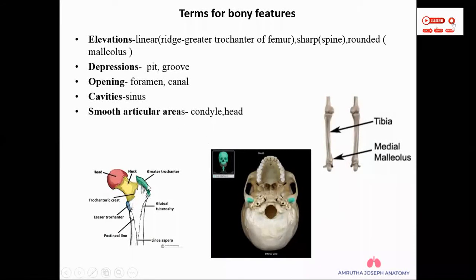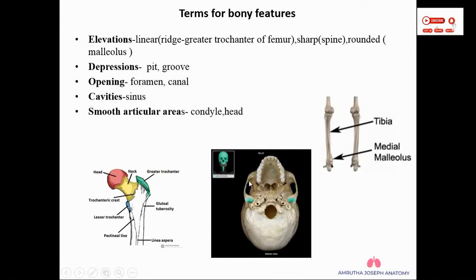Depressions are called pit or groove. This is specifically seen in skull bones. A small depression is called a pit. If it is a little elongated, it is called a groove. Openings are called foramen or canal. This is one of the foramina, the biggest one, which you can see in the skull: the foramen magnum. Cavities are the sinuses. This also can be seen in skull bones, where you can see different sinuses like the frontal sinus, ethmoidal sinus, maxillary sinus, and sphenoidal sinuses. They have air cavities inside.